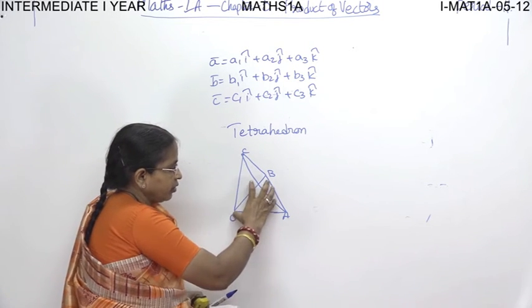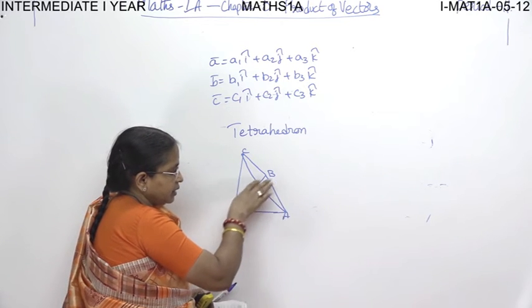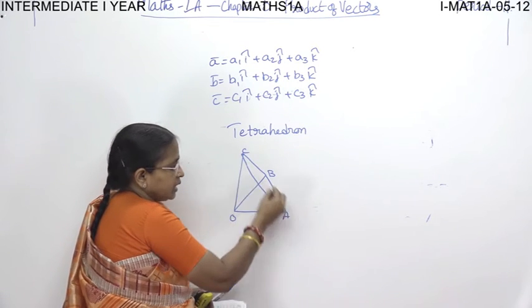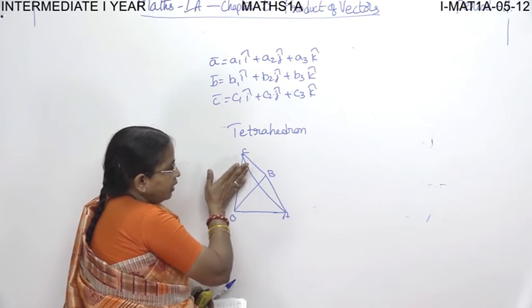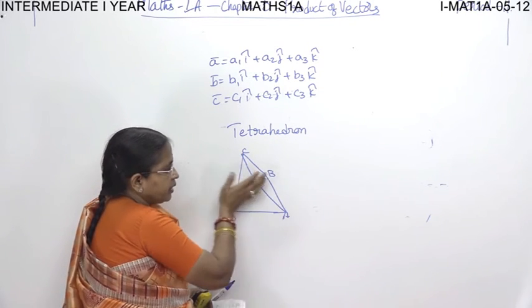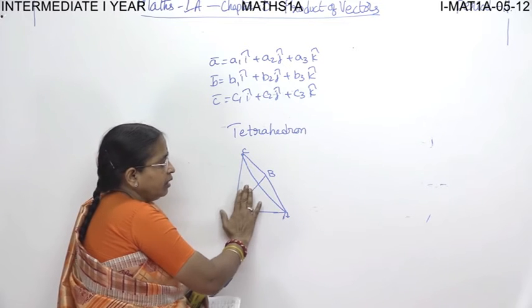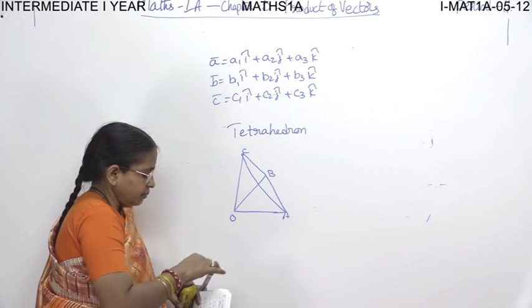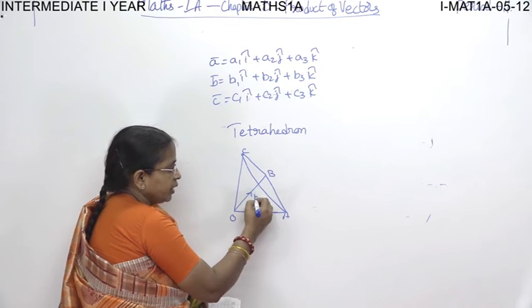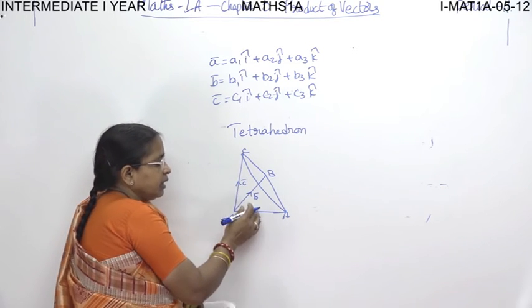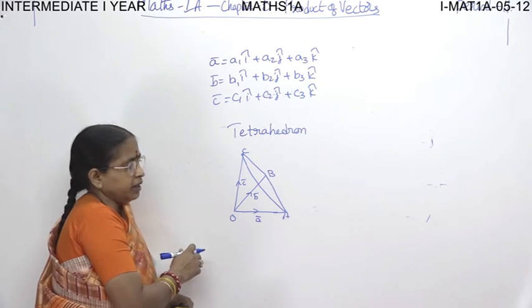If you could follow this figure, OAB is the base. OCA is one side. CAB is another side. And the back side, COB, is that side. So there are four triangles in this. The base is a triangle. All three sides are triangles. Now this is the solid. Suppose that OA is A, OB is B and OC is C. That means A, B, C are the coterminous edges of the tetrahedron.